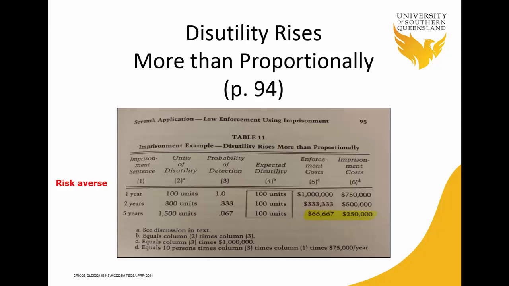So if it's 5 years now, the disutility jumps to 1500 units. But we also always want to have the expected disutility equal to 100. So now we have the probabilities as shown here and the corresponding proportional enforcement costs, and the imprisonment costs are always 750,000 as before. And again, we find that we want to reduce the enforcement costs, which means that we'll still go to the longest possible imprisonment sentence.